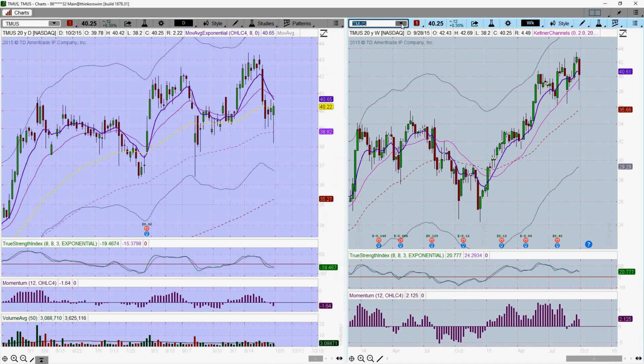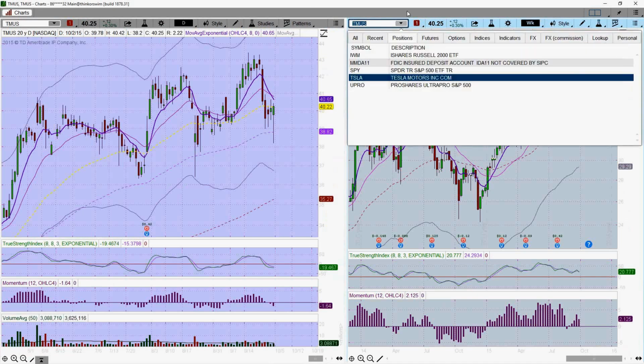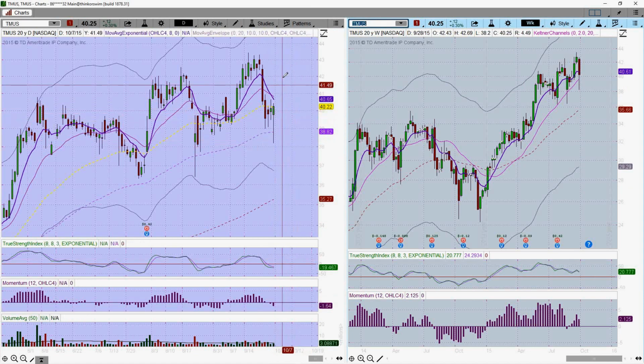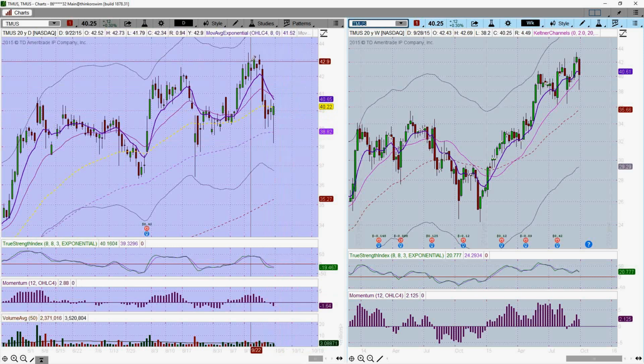TMUS, what do they do? A nice uptrend on the weekly chart. Came down and tested at the 20-week, bouncing off the 100. And it looks as if, depending on the volume, it may be moving back on up to just the 43 level. T-Mobile.